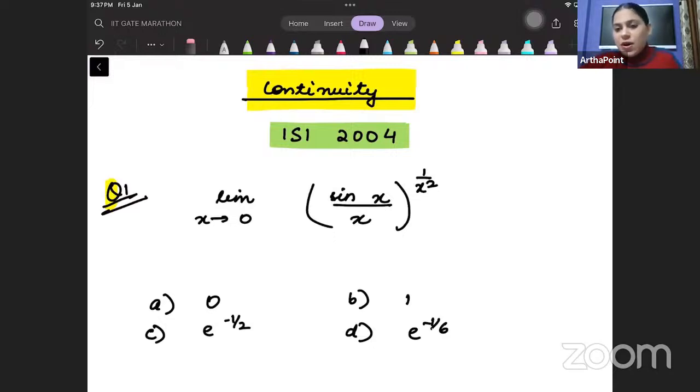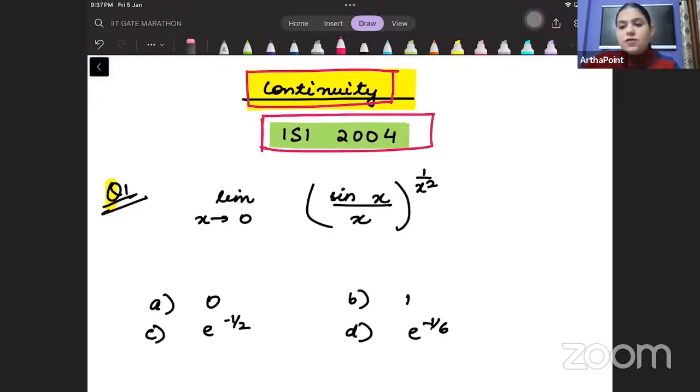Hi, good evening, everyone. In today's lecture, I'm going to take some questions on continuity beta, and this is going to be from ISI 2004 past year. Let's look into the question.